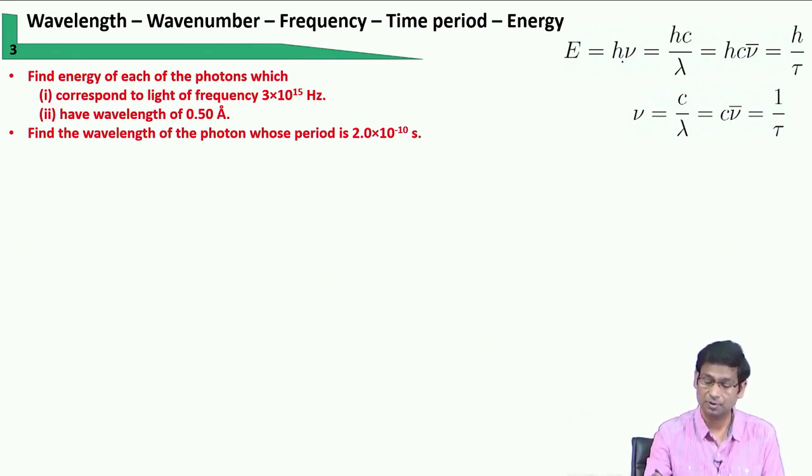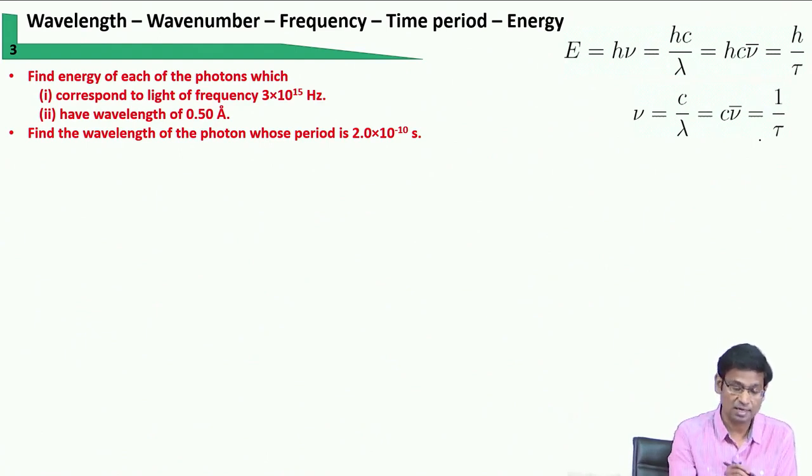We discussed that if we have radiation with frequency nu, then the energy associated with that radiation is E given by h nu, where h is Planck's constant, which is a universal constant. Nu, the frequency, can also be expressed in terms of the wavelength as c by lambda, where c is the speed of light. It can also be expressed in terms of the wave number, nu bar, as c into nu bar, where nu bar is simply 1 over lambda, and it can also be expressed in terms of the period of this wave.